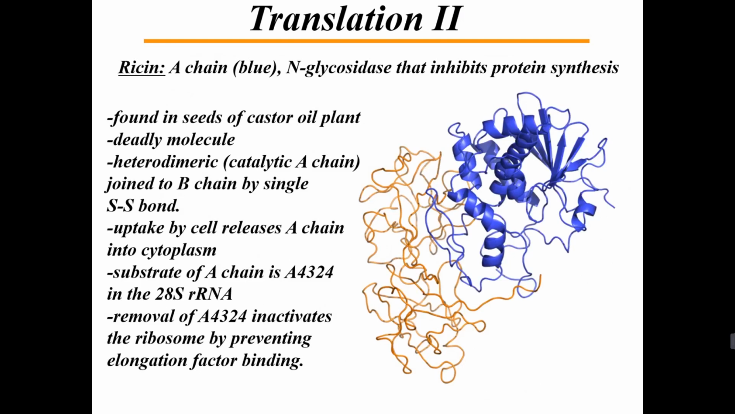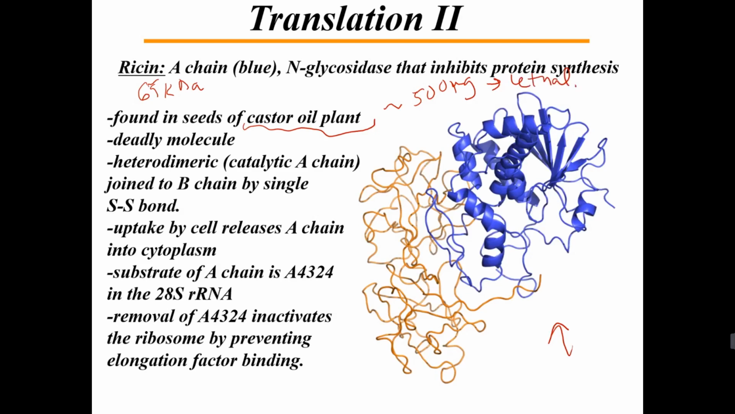And finally, we'll end off by talking about ricin, which I have its 3D structure depicted here. It's a very small protein of about 65 kilodaltons in size. It's actually found in the seeds of the castor oil plant. It's a very deadly molecule, typically as little as 500 micrograms. So 500 micrograms is lethal to an adult human, and a single molecule can actually inhibit all protein synthesis in a cell.